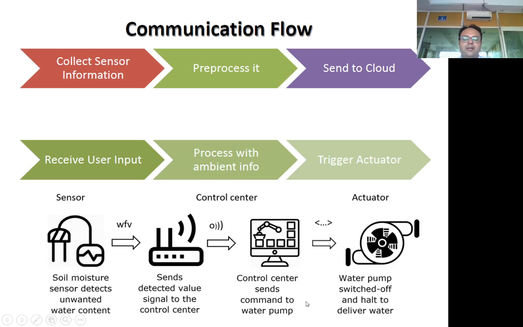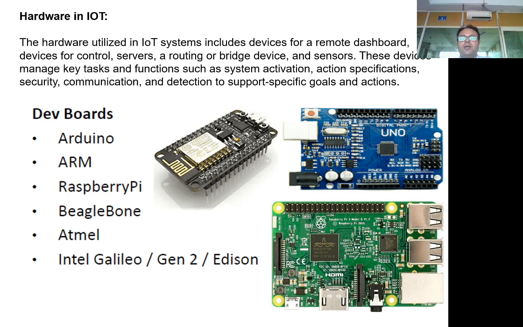Your data will continuously be stored in your cloud system: at what time the water level decreased, how much water was poured by the water pump, when the water pump started, and when it went off. So all types of data will be stored and collected in the cloud system. This is the basic communication flow in the IoT architecture.